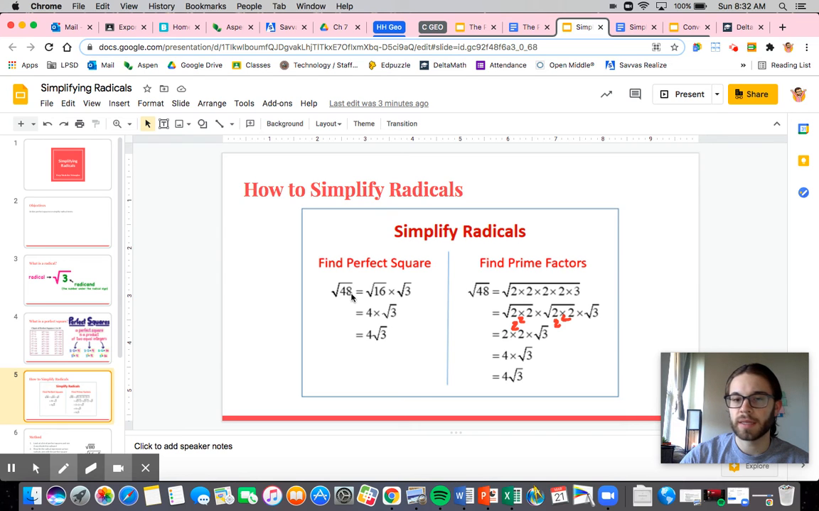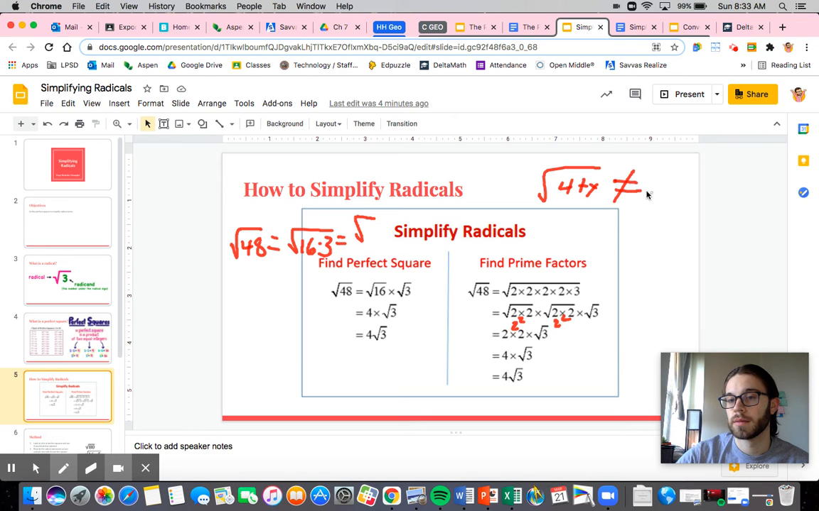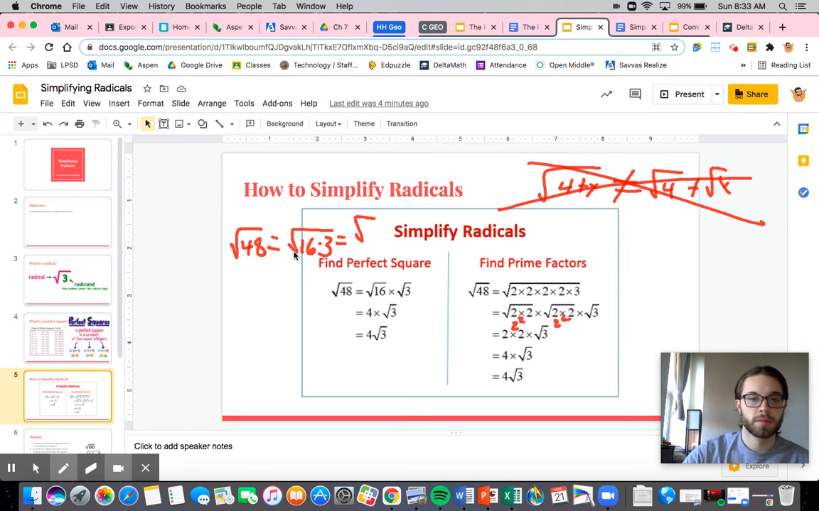So we know that 48 is the same thing as 16 times 3. And essentially, one of the properties of radicals is that you can do this. Multiplying, right? It has to be multiplying. This does not work for addition. If you have something like the square root of 4 plus x, that is not, don't do it, equal to the square root of 4 plus the square root of x. Not the same. Don't do that. But it works fine with multiplication. So that'd be the square root of 16 times the square root of 3. Now, 16 is 4 squared, so it's just 4.